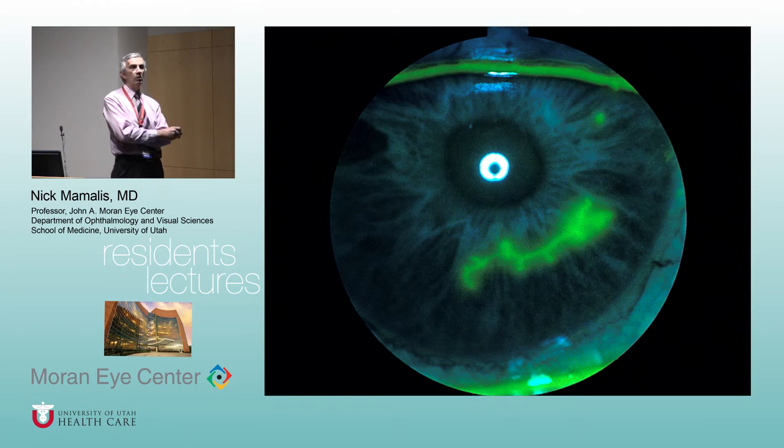So this is classic herpes, what kind? Simplex. Now, zoster dendrites aren't quite this classic. You can also get dendrites in zoster, but herpes simplex is most common.